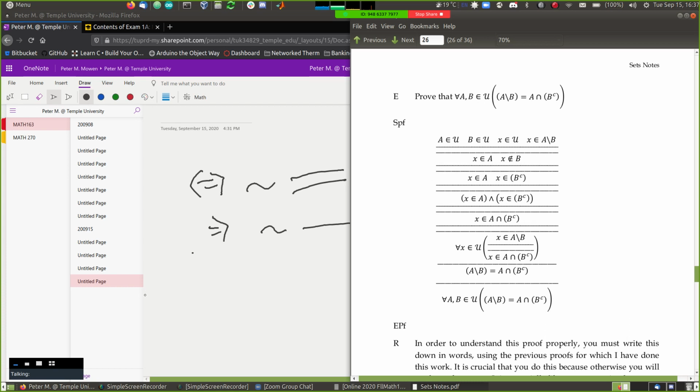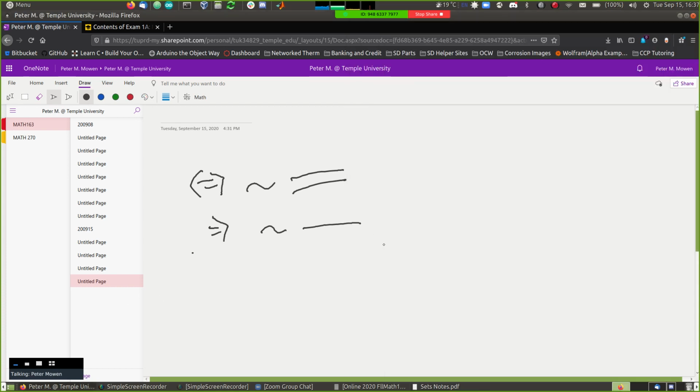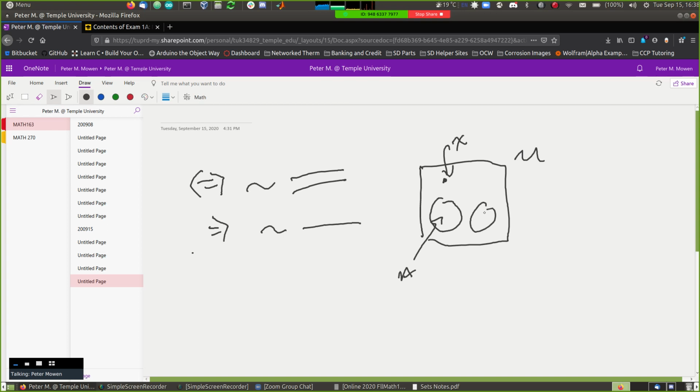The difference is, if this is our universe, this point here in our universe, that would be X. And this collection of points, that would be A. And this other collection of points, that would be B. Where X is a single point in our universe and A and B are subsets of our universe. A would be a subset of the universe, and same with B, be a subset of the universe.